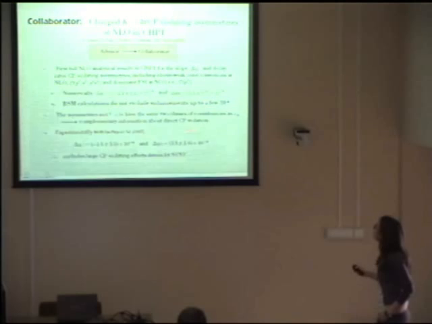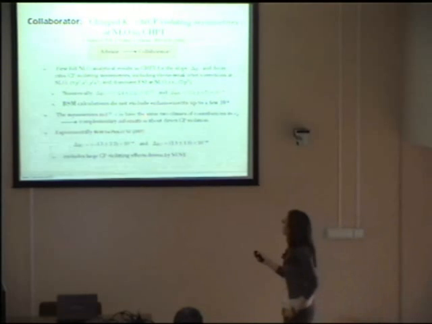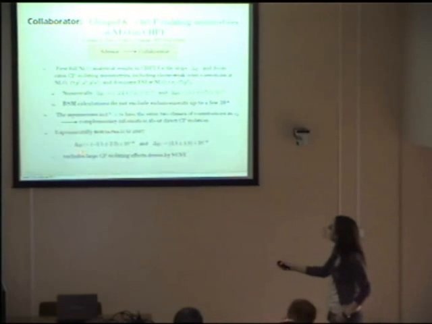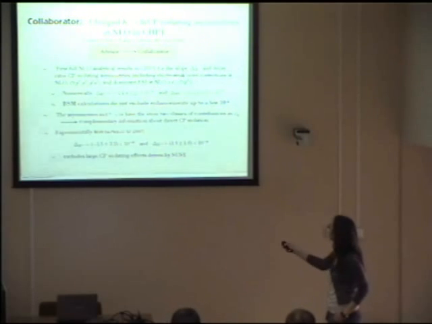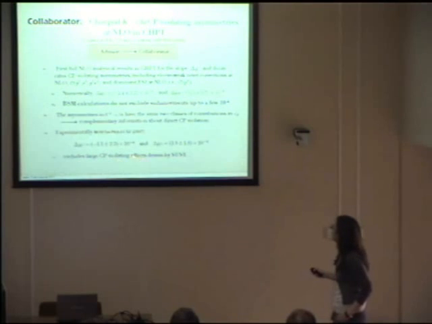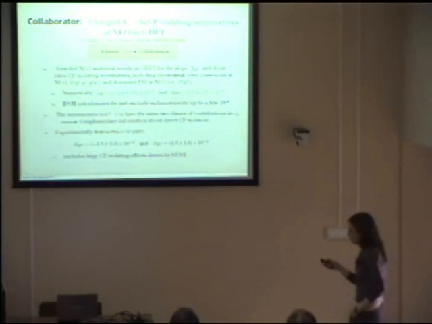So they are giving complementary information about direct CP violation to epsilon prime K. Experimentally, several years later, the values for the asymmetries in the slope are given by these numbers. It's still an order of magnitude larger than the standard model prediction. But already they exclude large CP violating effects driven by supersymmetric models.